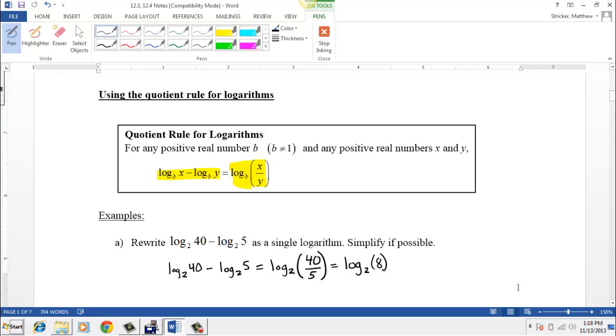And you remember from last section when we introduced logs how we think about logarithms? The logarithm is equal to the power that you raise the base to get the argument. So of course, this is equal to 3. Remembering that 2 to the third power is 8. 3 is the power that you raise 2 to get 8. So that simplifies all the way down to 3.